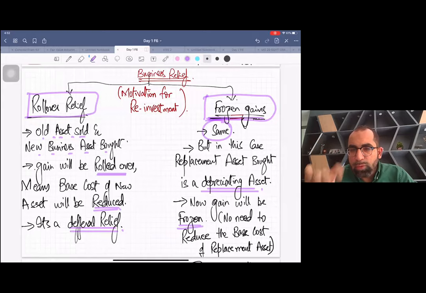You will freeze your gain. No need to reduce the base cost of replacement asset. First of all, see the workings. See these two lines. In rollover, you need to reduce the base cost of new asset. But in frozen gains, we never reduce the base cost of new asset.